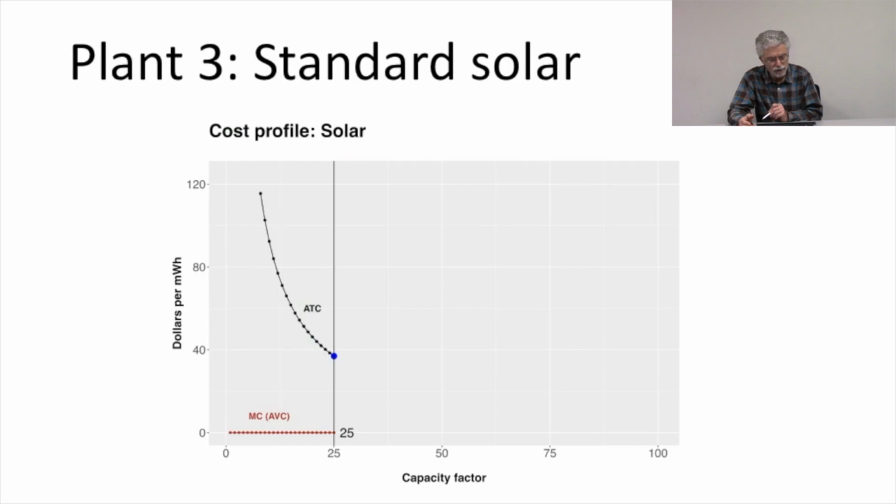So let's look at the graph for Standard Solar. The average total cost curve declines rapidly down to 25%. I didn't bother drawing the average total cost curve beyond 25% because, well, the sun isn't shining. This plant is just not available out there. So 25% is not only our preferred capacity factor, it's the maximum capacity factor we can expect on average from this power plant. And again, as I mentioned, the marginal cost and the average variable cost from this plant are 0.